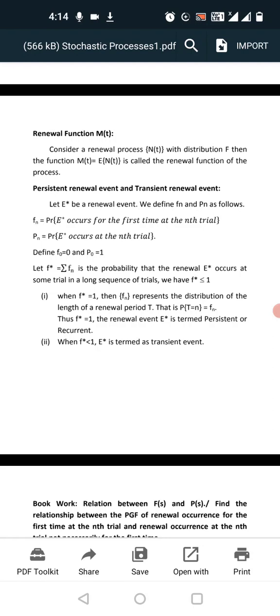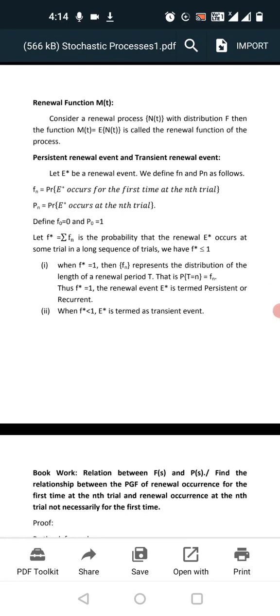Okay, and define the initial conditions F0 equal to 0 and the probability P0 equal to 1. This is already known, that is the initial conditions for F0 and P0. Okay, and next we define the F star function. F star is nothing but the summation of Fn, which is the probability that the renewal E star occurs at some trial in a long sequence of trials. Okay, so we have F star less than or equal to 1.